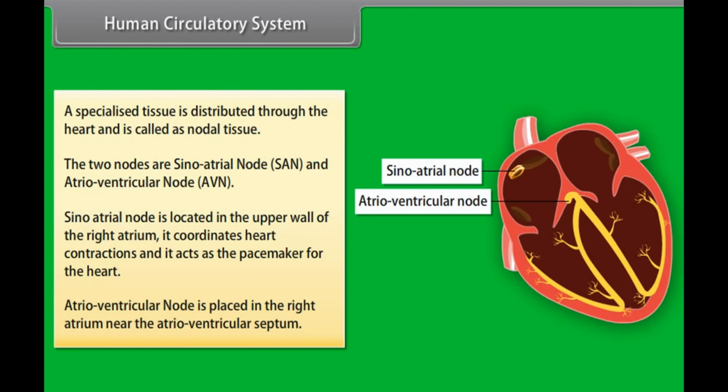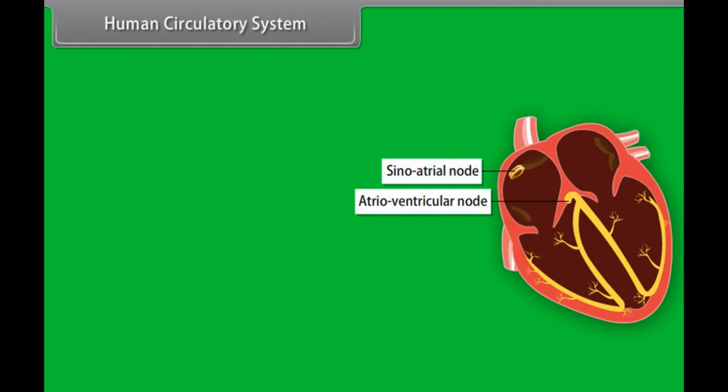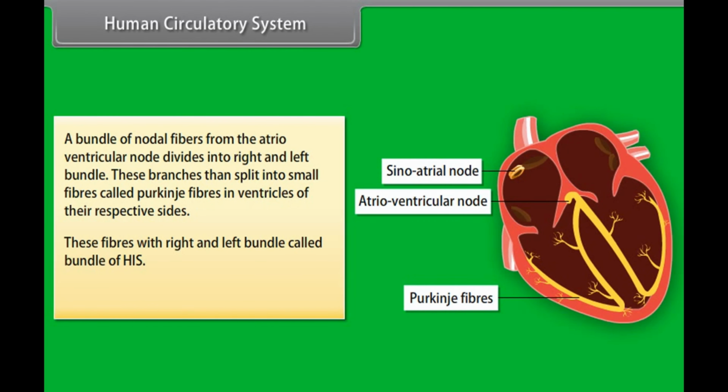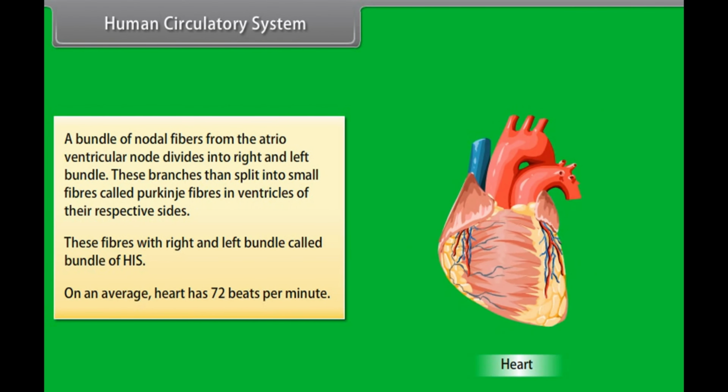The atrioventricular node is placed in the right atrium near the atrioventricular septum. A bundle of nodal fibers from the atrioventricular node divides into right and left bundles. These branches then split into small fibers called Purkinje fibers in the ventricles of their respective sides. These fibers with the right and left bundles are called the bundle of His. On average, the heart has 72 beats per minute.